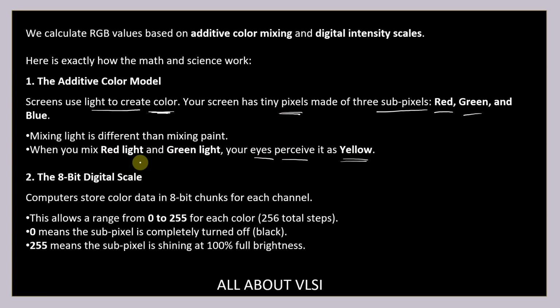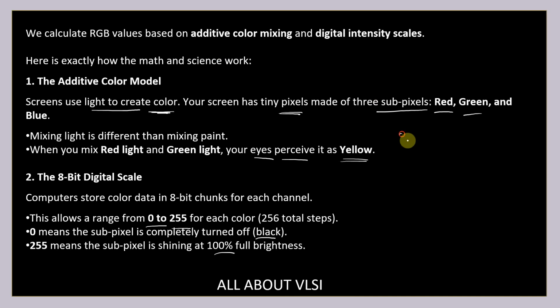Okay. And there is something known as color theory, where we mix some colors to get one kind of color. No, that is entirely different, right? So this is one method. And the second method is the 8-bit digital scale. Computers store color data in 8-bit chunks for each channel, and this allows a range from 0 to 255 for each color. So there are a total of 256 steps, where 0 means completely turned off, which is black, and 255 means 100%, which is nothing but full brightness white.